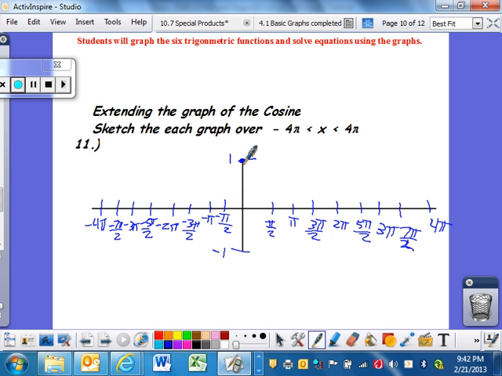So we start at 1, because that's what cosine is at 0. And then what is cosine at pi over 2? We know that's 0. What's cosine at pi? If we plug that in our calculator, or look at the unit circle, we know that cosine of pi is going to end up being negative 1. And then we start to repeat. If we start at 3 pi over 2, we end up getting back to 0. And then at 2 pi, we get back to 1.